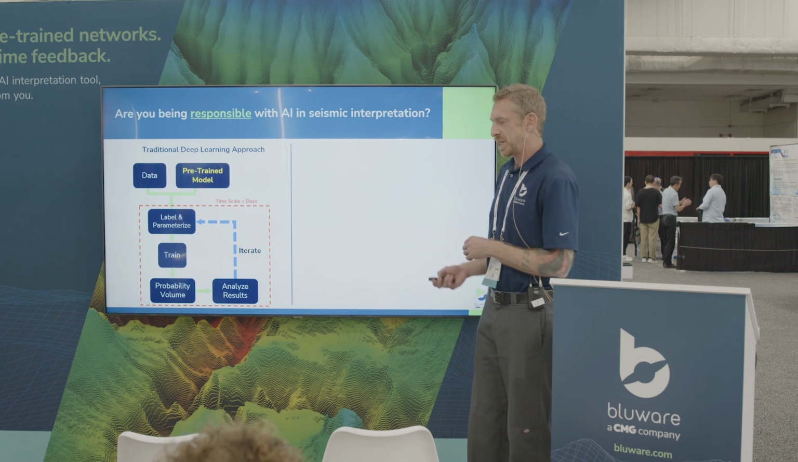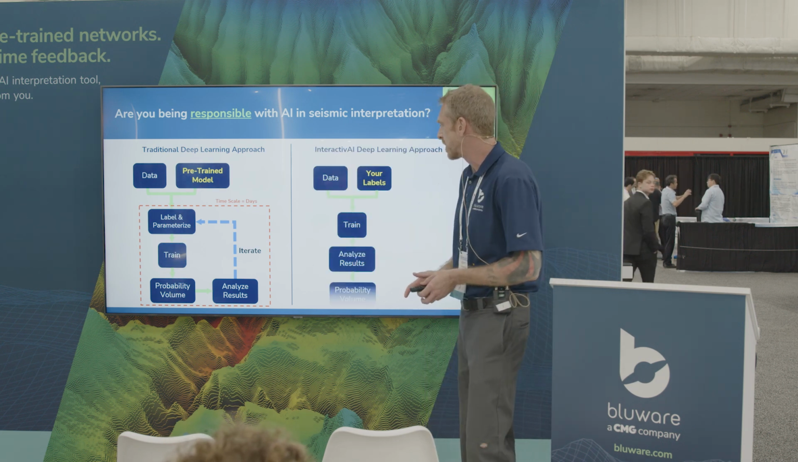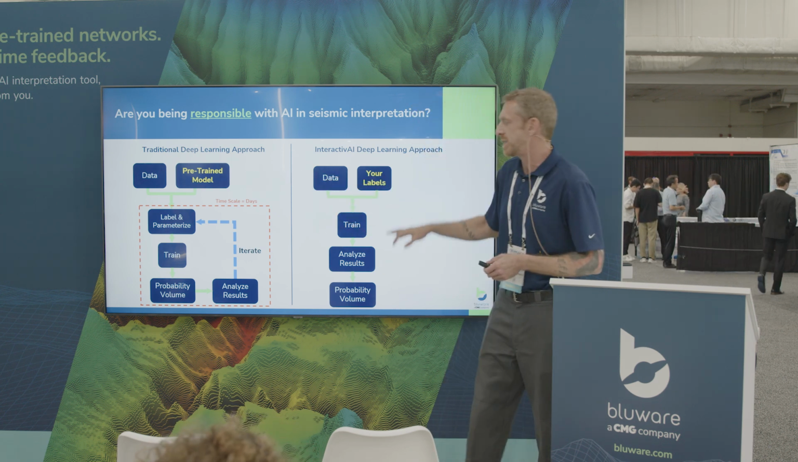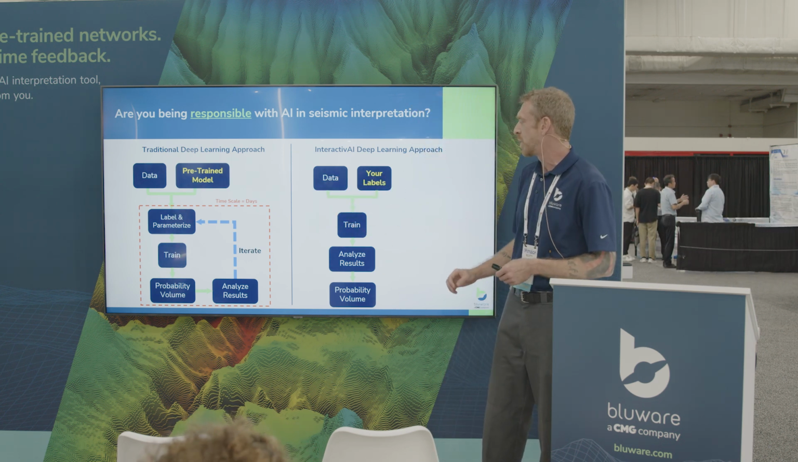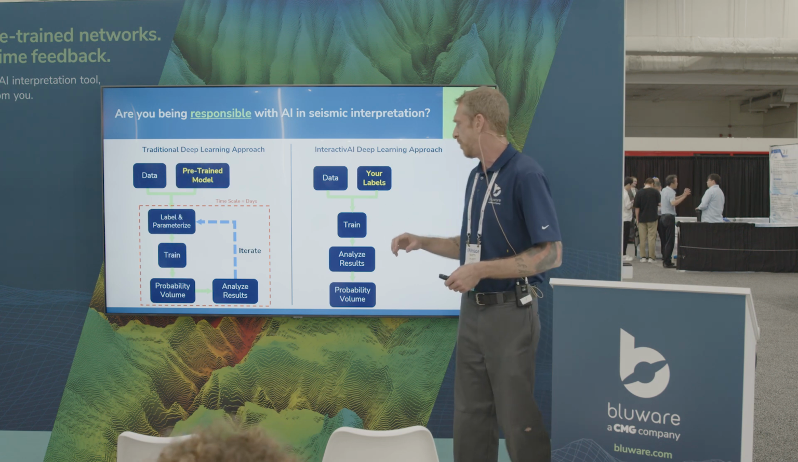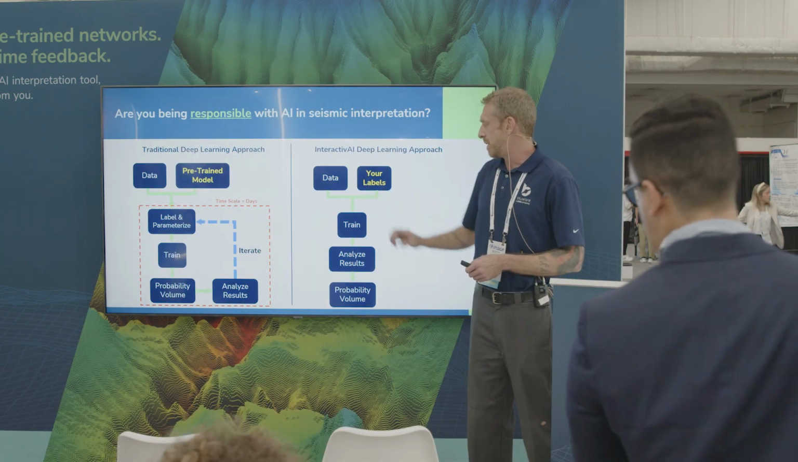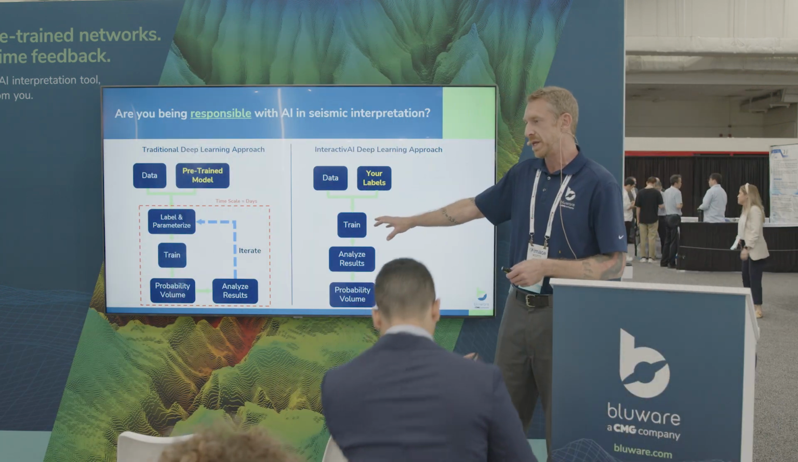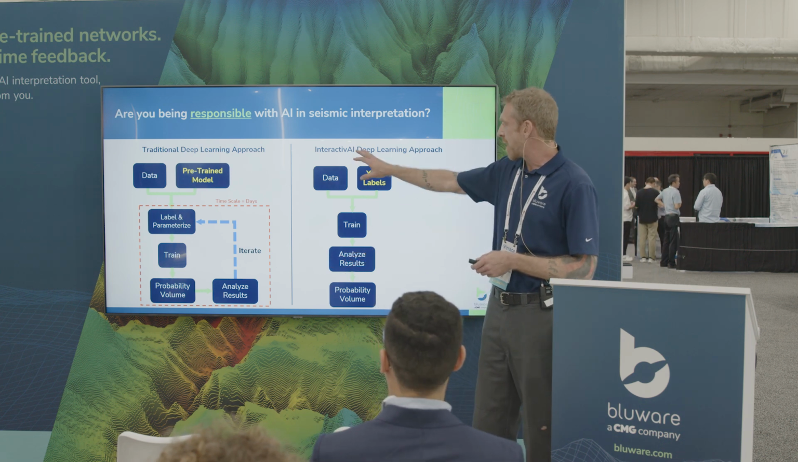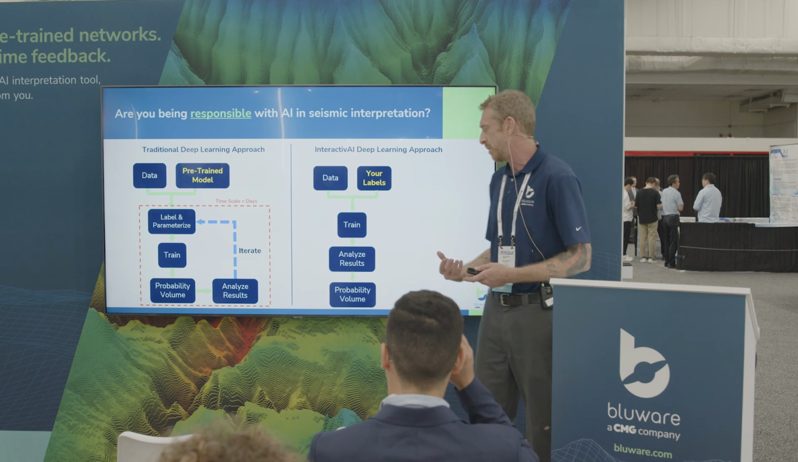Now let's contrast that with InteractivAI, an interactive method of deep learning, where we start with our data, same thing, but instead of using a pre-trained model, we're labeling the data to define our model. Once we have our labels and our initial training data in there, we train the network, and then with interactive deep learning, you can analyze the results in real time.